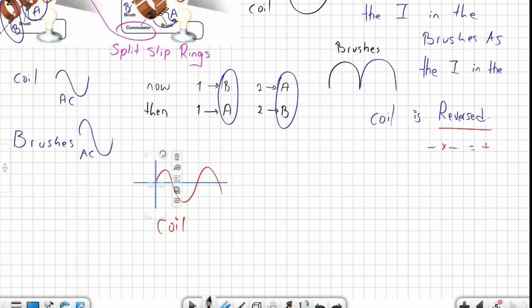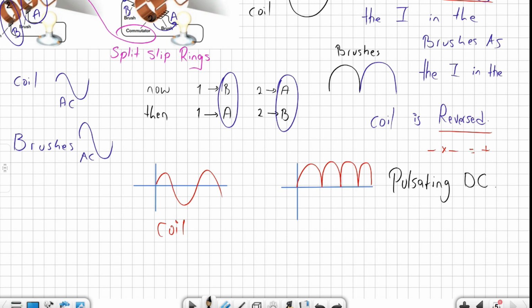In the coil I will get an AC, but in the brushes I will get a pulsating DC. It is pulsating because it's changing magnitude. It is DC because it has a single direction. It is always positive or it is always negative. So it has a constant direction. So this is what we have in the brushes. And which component is converting the AC in the coil into DC in the brushes? That is done by the commutator.